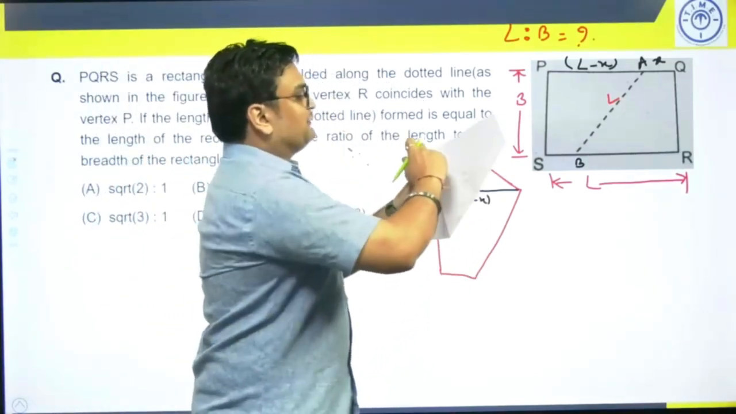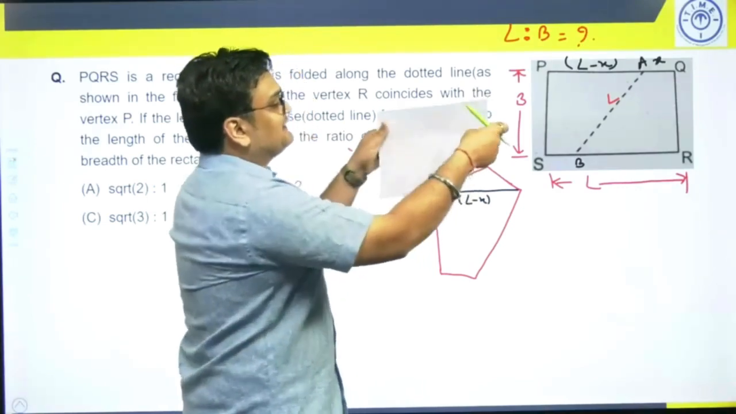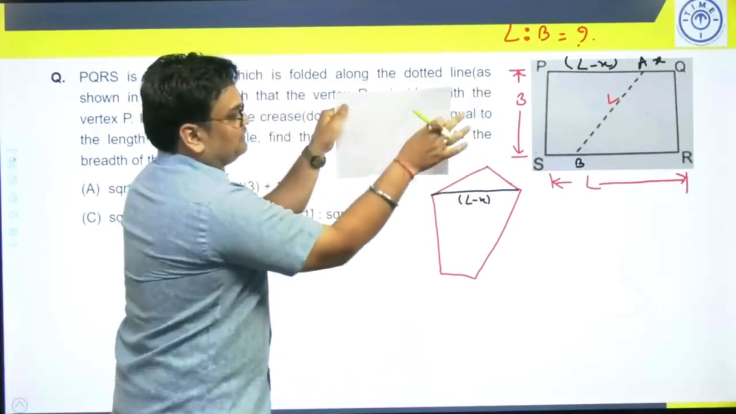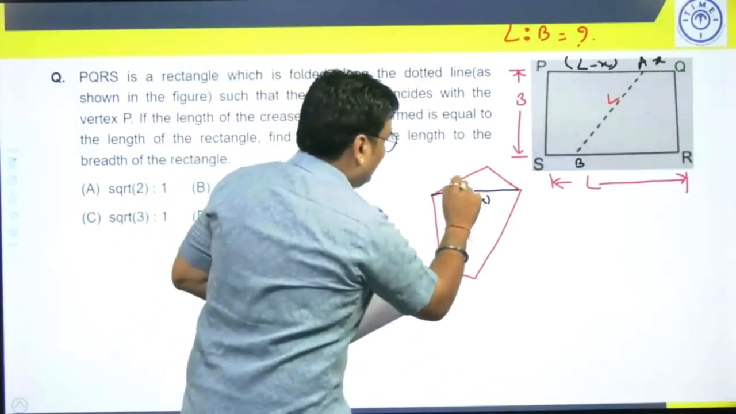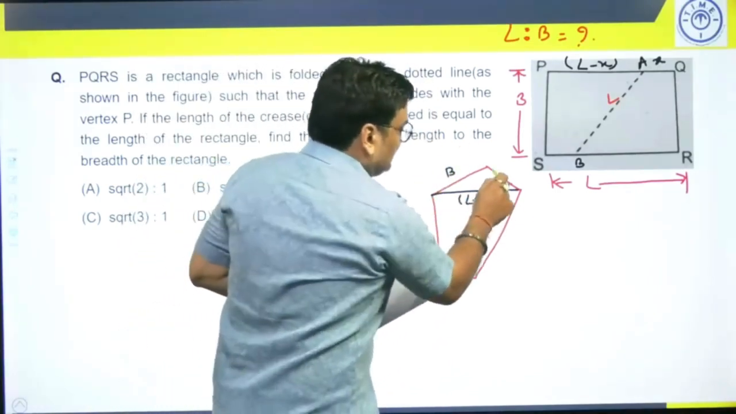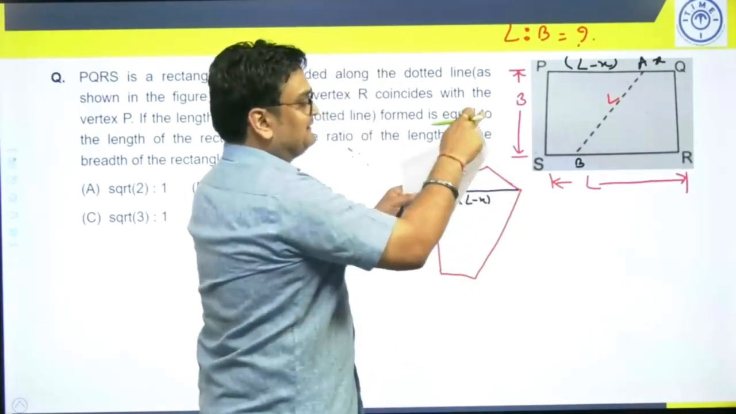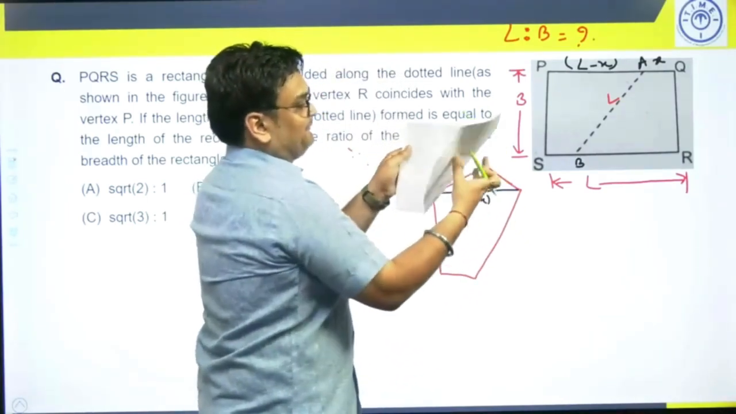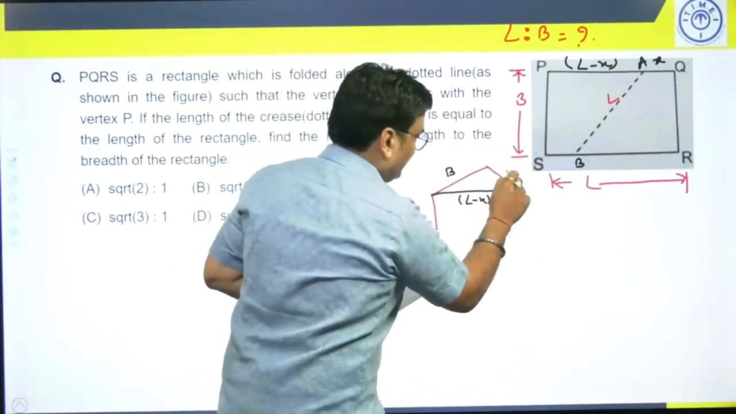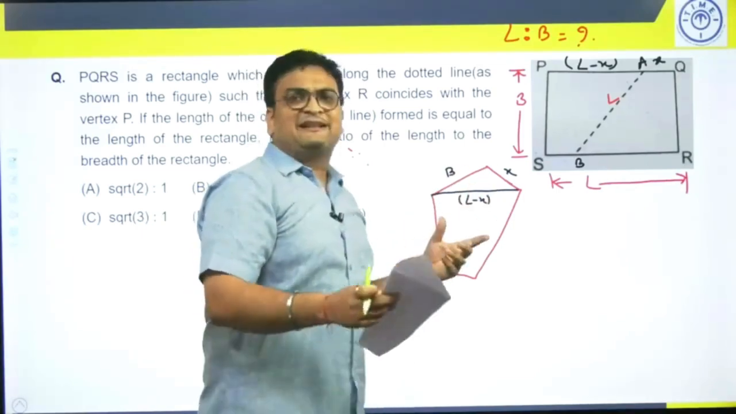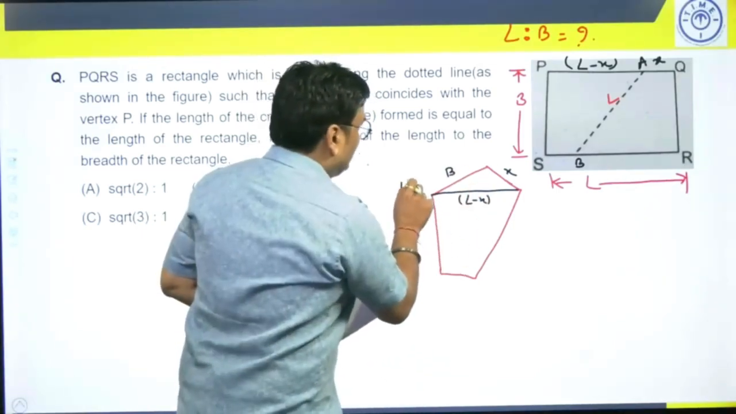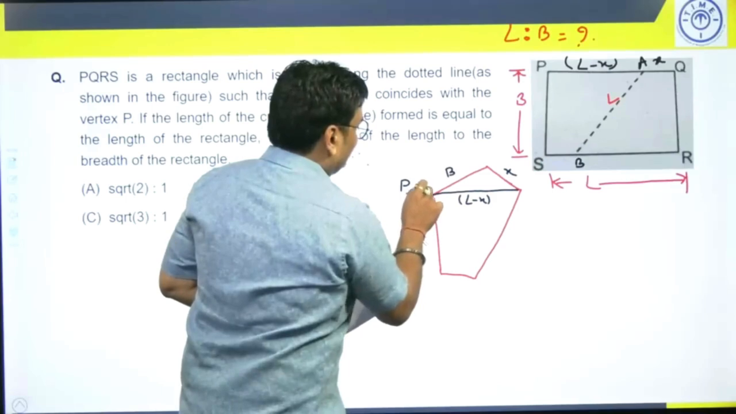Also notice one more thing. Now what is this length? This was nothing but the original breadth. So this dimension is becoming this hypotenuse here. So this is your breadth. Also, please notice what is this length? This is nothing but your x. When you fold it, it is nothing but your x. And can I say this triangle on the top, this one, is a right angle triangle. So this is your vertex P, and R is also coinciding with it.